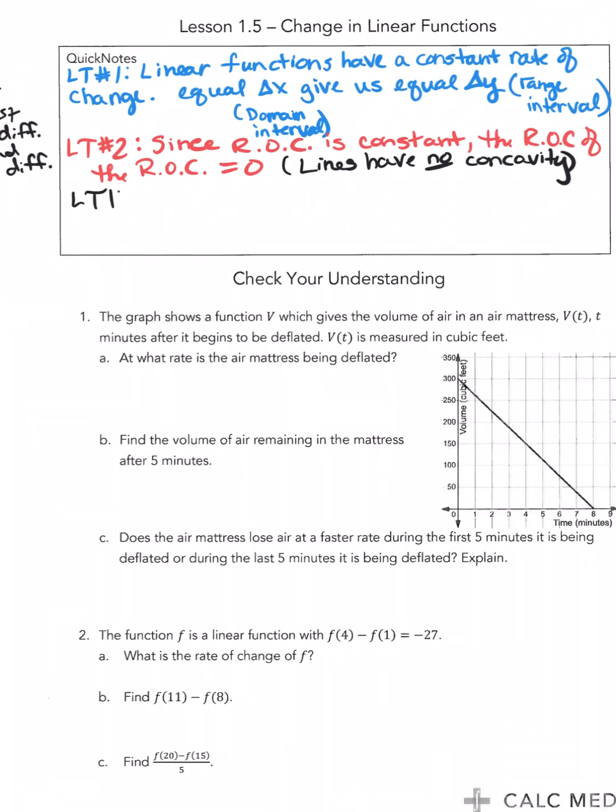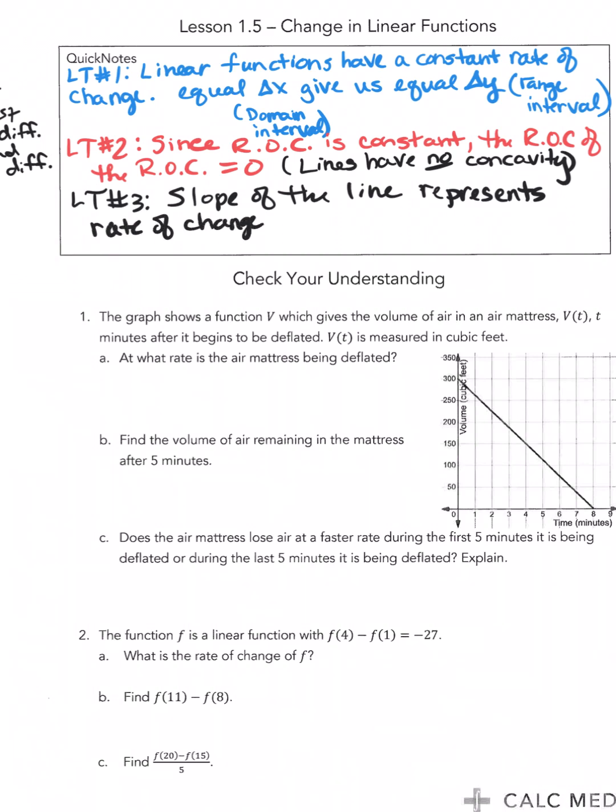So LT number 3. What does the slope of the line represent? What did we say it was? When you think slope, you should think, I hope you're saying it in your head, rate of change. And that rate of change for a line would be constant.